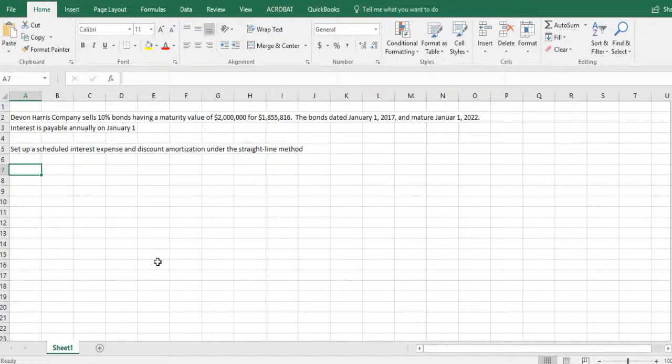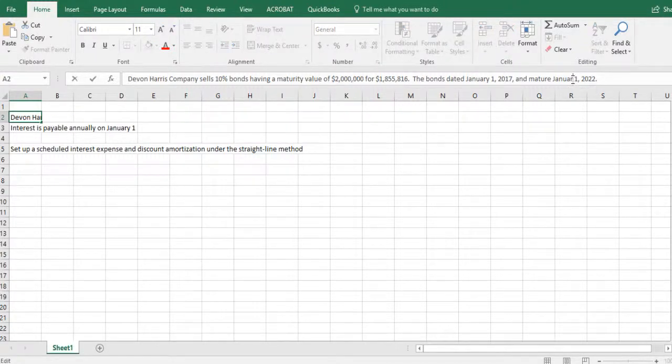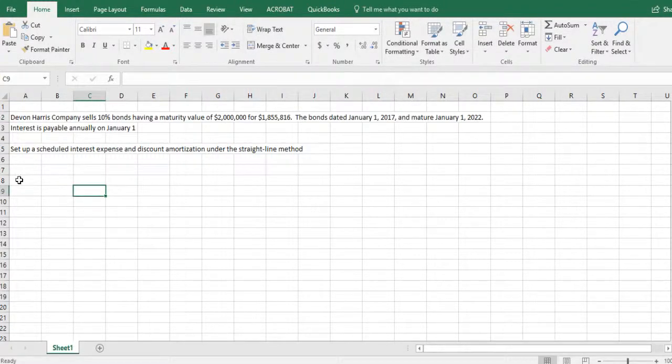Devon Harris Company sells 10% bonds having a maturity value of $2 million for $1,855,816. These bonds are dated January 1st, 2017, and they mature on January 1st, 2022. The interest is payable annually on January 1st.